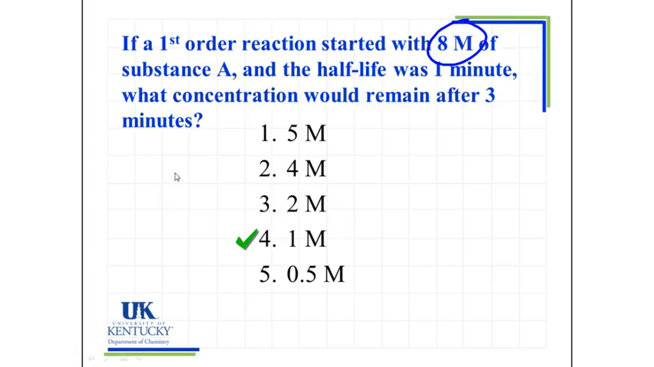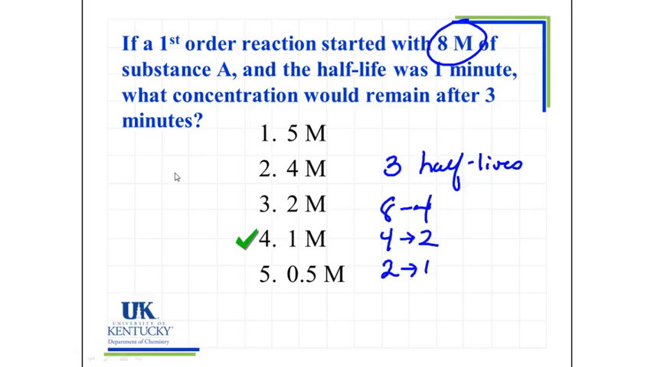What are we doing here? If it's 3 minutes, we have 3 half-lives that have gone by. In the first half-life, it's going to go from 8 to 4. In my second half-life, it's going to go from 4 to 2. In my third half-life, it's going to go 2 to 1. So we're going down as we go through those half-lives.